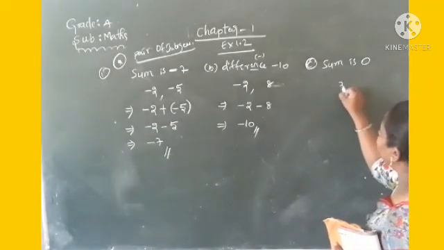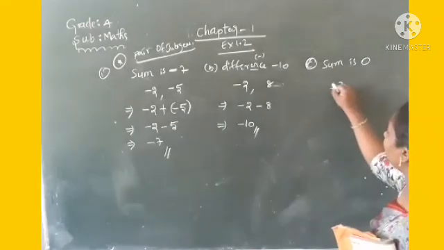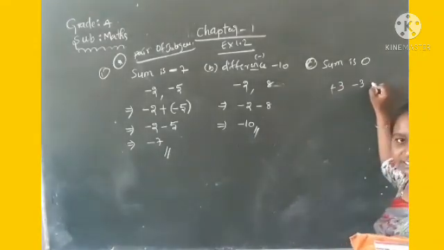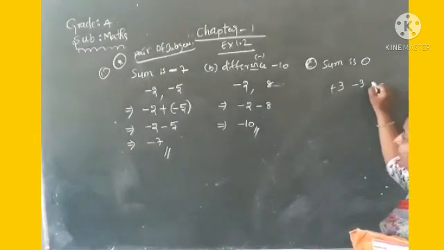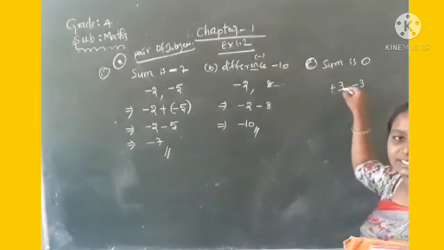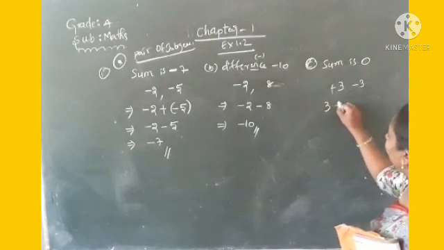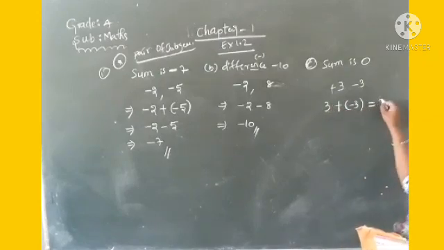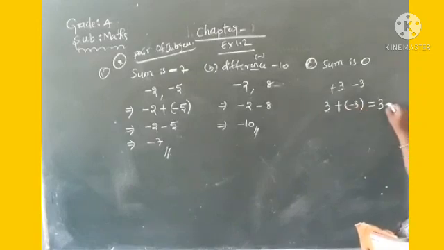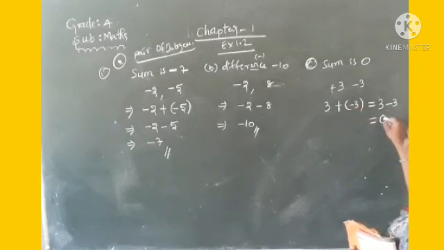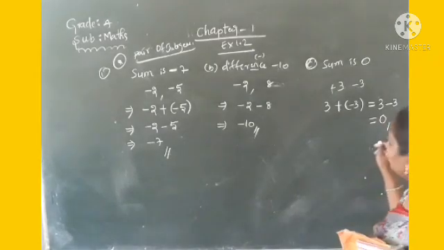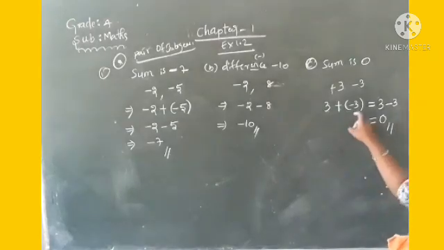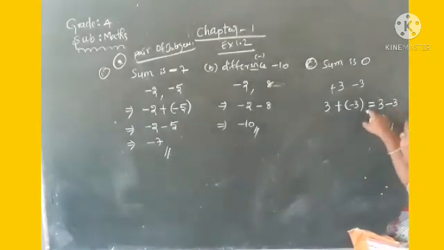Suppose you take 3, a positive integer, and one negative integer. We have to do the sum, means addition. 3 plus of minus 3 is equal to 3 plus into minus 3. 3 minus 3 is equal to 0. This is the additive inverse, and the sum is 0, so the additive identity property.